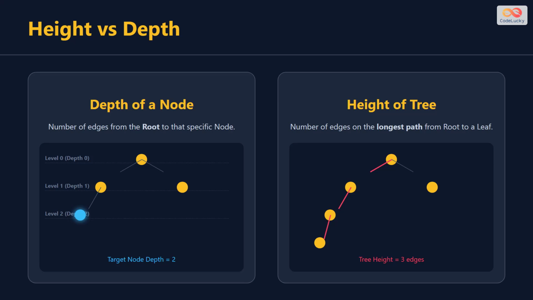Two properties that often confuse beginners are height and depth. The depth of a node is the number of edges from the root down to that specific node. The height of the tree is the length of the longest path from the root down to a leaf. Understanding this distinction is crucial for analyzing algorithm efficiency.